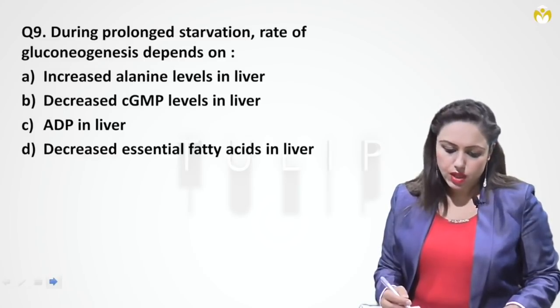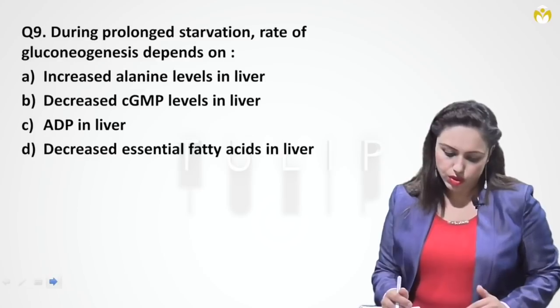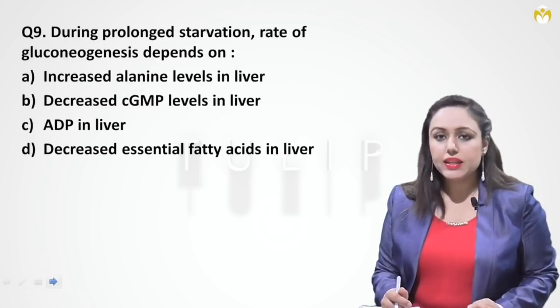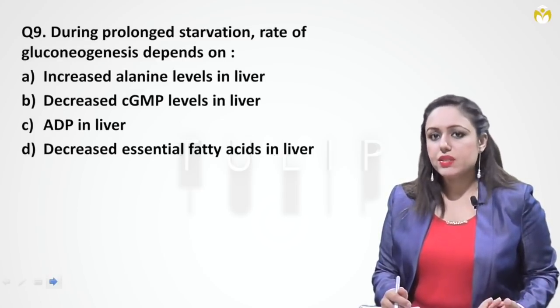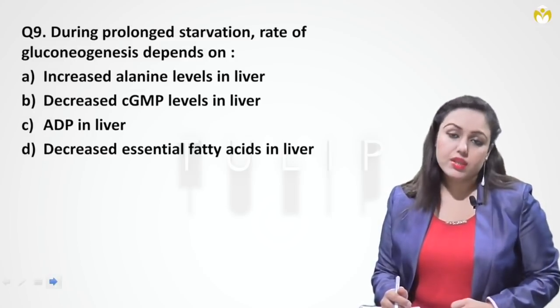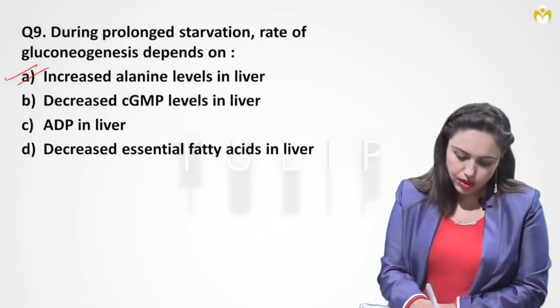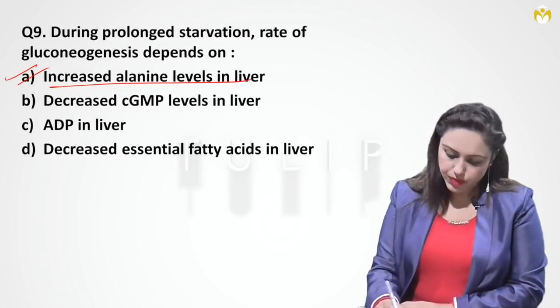Next question, number 9. During prolonged starvation, rate of gluconeogenesis depends on: increased alanine levels in liver, decreased cyclic GMP levels in liver, ADP in liver, or decreased essential fatty acids in liver. Answer is increased alanine levels in liver.